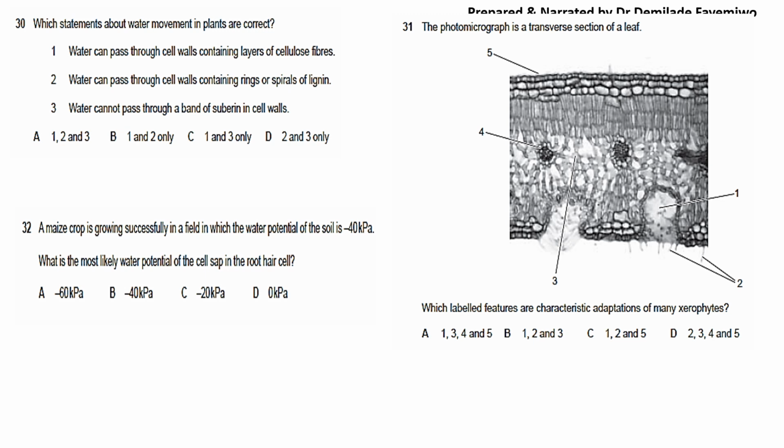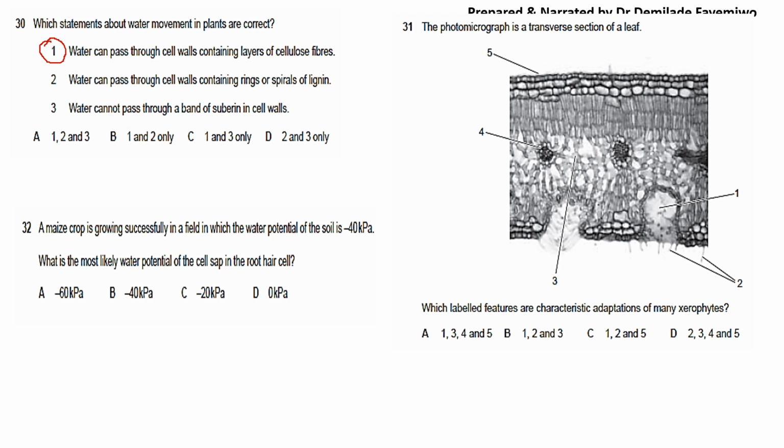Let's do these ones. Which statements about water movement in plants are correct? Water can pass through cell walls containing layers of cellulose fibers. That is true. Cellulose fibers do allow water to pass through. They are not regulatory. The cell wall doesn't regulate what goes in and out of a plant cell. What it does, however, is prevent the plant cell from bursting if it takes up too much water.